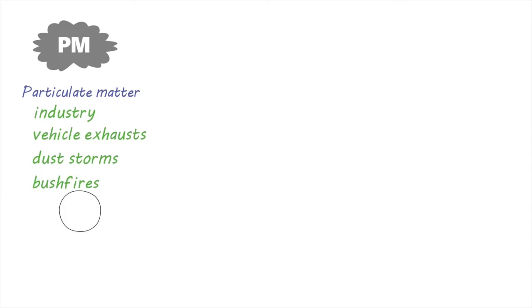Particulate matter is classified according to the diameter of the particles. The health effects of particulate matter are mostly due to particles that are less than 10 micrometers in diameter. These particles can reach the deepest parts of the lungs and enter the bloodstream.